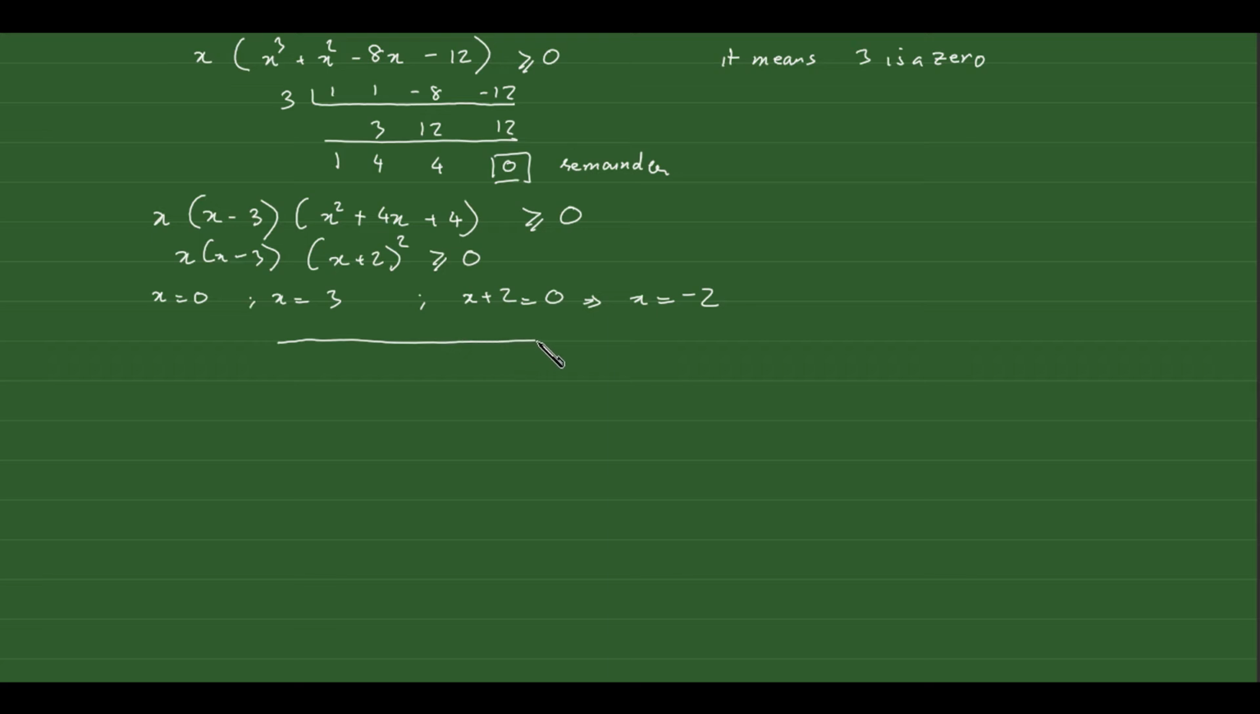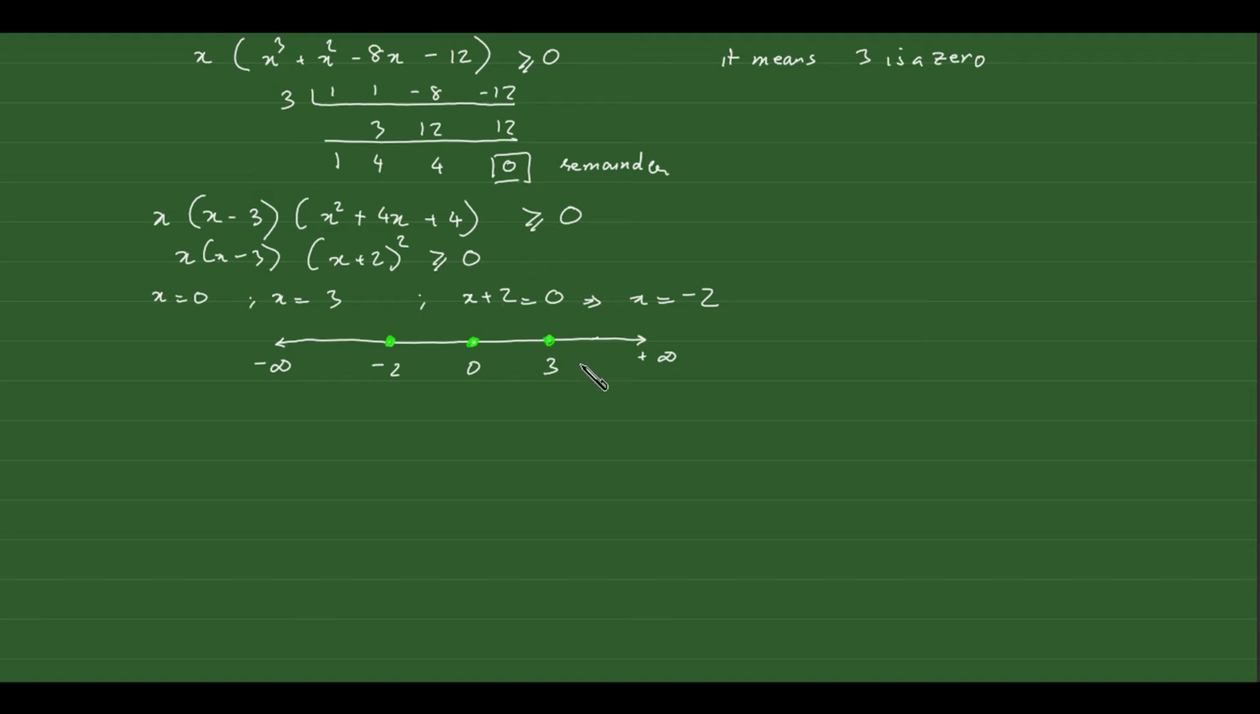So go ahead on the number line, positive infinity here, negative infinity here. So I have -2, I have 0 and 3. Okay, let's use a different color. Okay, so I'm going to use the dot because the original question is equal.